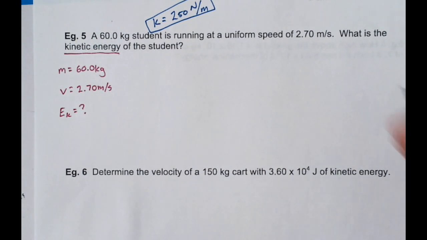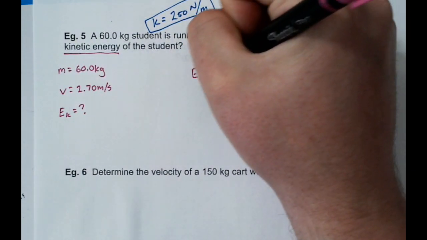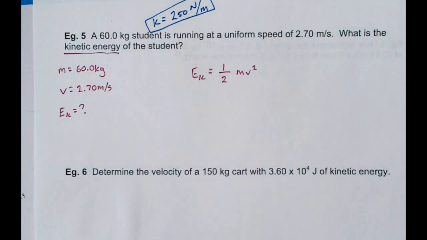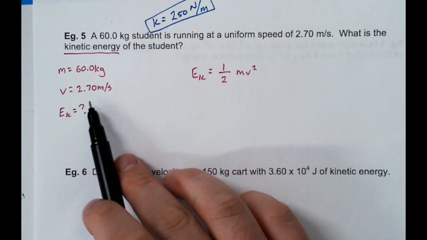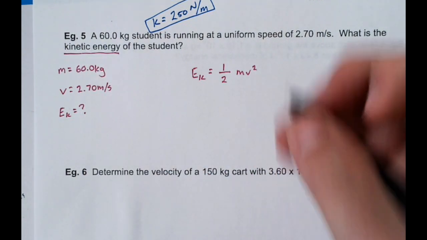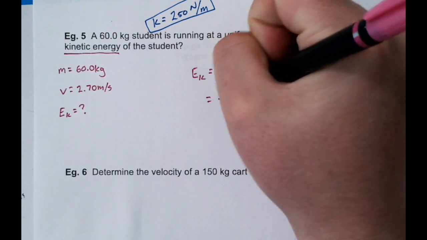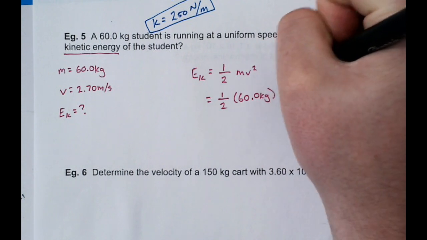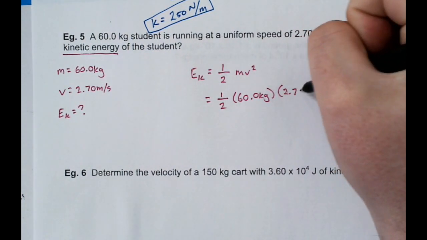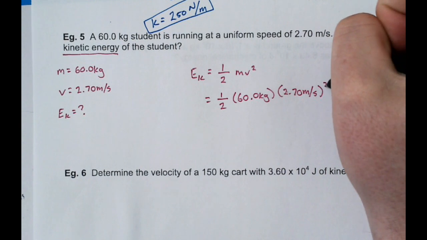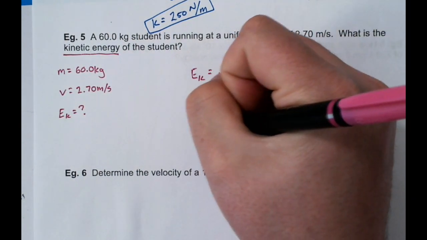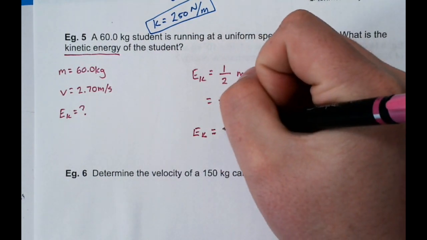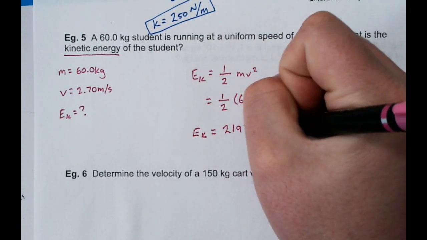So we have our formula, kinetic energy is equal to 1/2 mv squared. We know mass and we know speed, so all we're going to do is plug in and solve. So that's equal to 1/2 the mass, 60 kilograms, times the speed, 2.70 meters per second, squared. You're going to get an answer of your final kinetic energy is 219 joules.